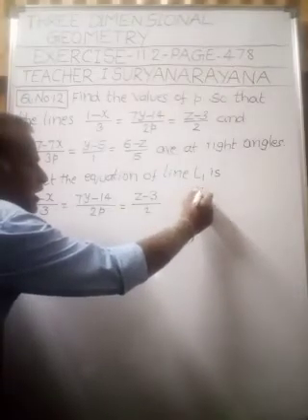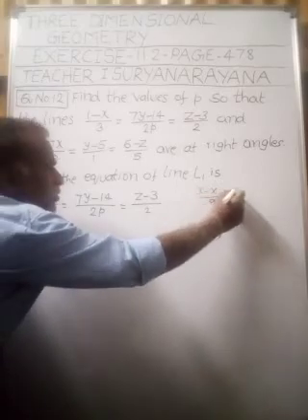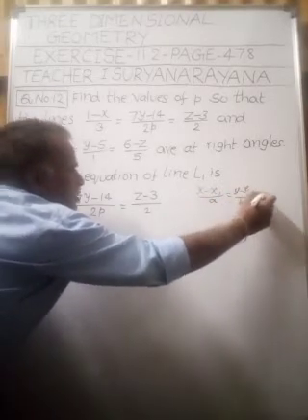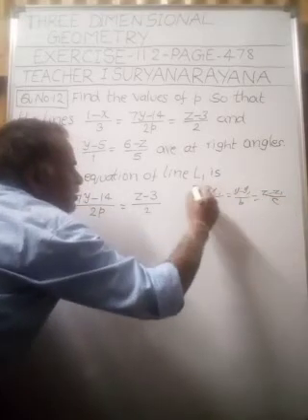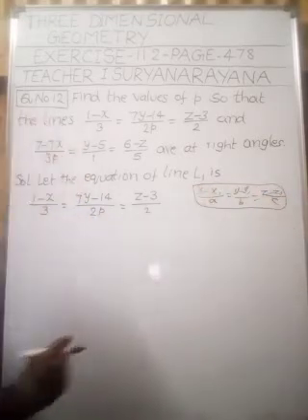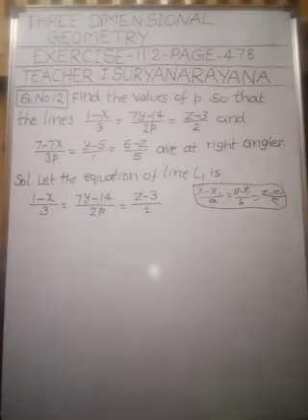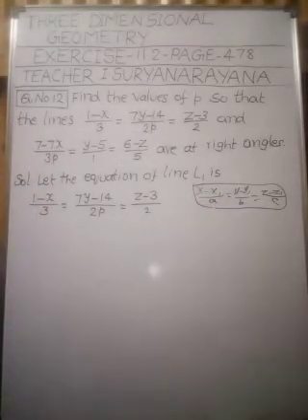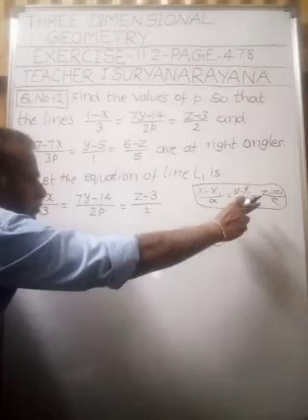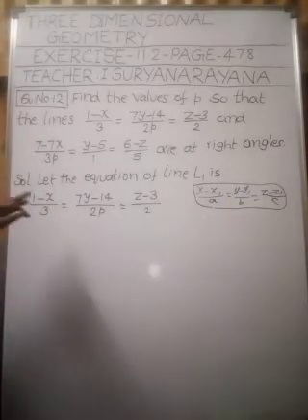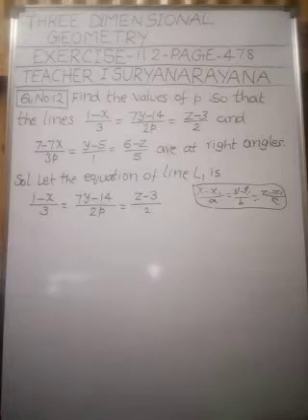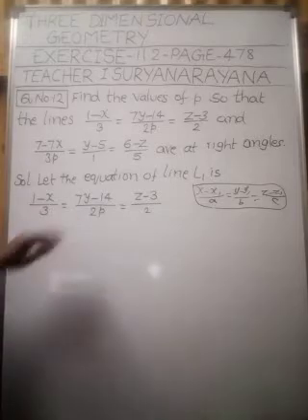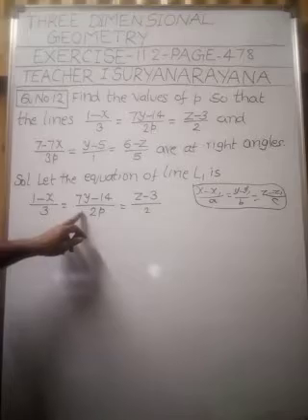(x minus x1) by a is equal to (y minus y1) by b is equal to (z minus z1) by c. This is the standard form of the Cartesian equation of a line, which is passing through the point (x1, y1, z1) and parallel to the vector b bar with direction ratios a, b, and c. Okay, my children. So we have to convert this. We have to write this equation in this form.